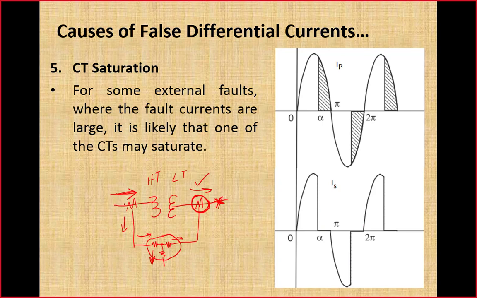Now the secondary side current of this CT, which is operating normally, will be pure sinusoidal, and the secondary current of this CT, which is in saturation, will get deformed due to CT saturation. During the saturation period, current would not appear, and during the linear condition, current would appear on the secondary side here. So in this difference branch, the difference of these two currents will flow.